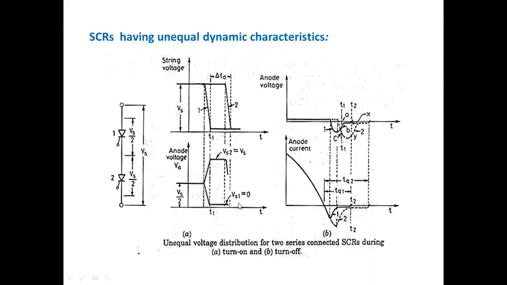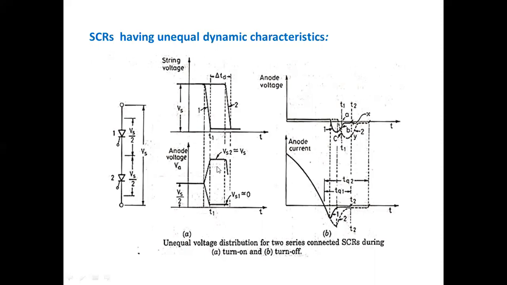Therefore, at the same instant T1, if you observe Vs1 and Vs2, the voltage shared by the two SCRs is unequal. The voltage sharing by the two SCRs is unequal.